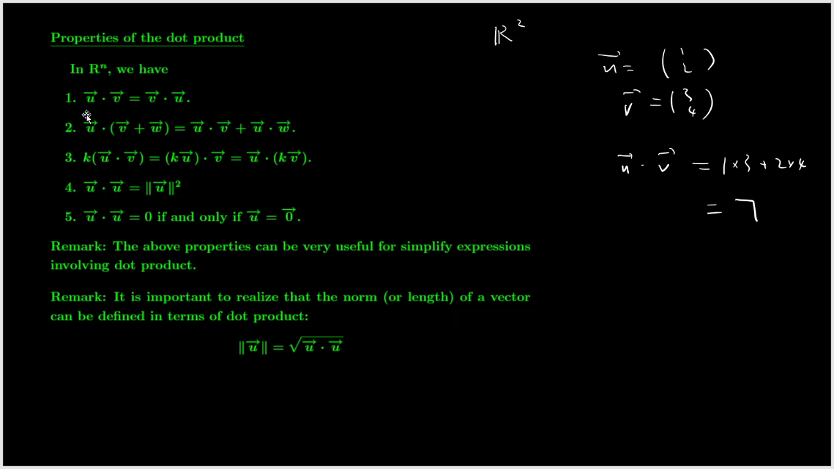Now, after that, I want you to know some properties. The first property is the dot product is commutative. I believe you can see it doesn't matter whether you compute u dot v or v dot u. The answers should be the same. The second property is that the dot product is distributive over addition. You do not have to write the name. You just remember we have a property like that.